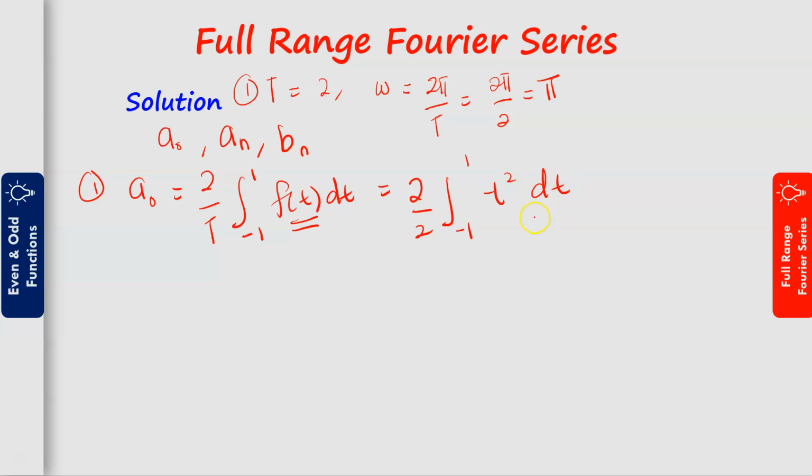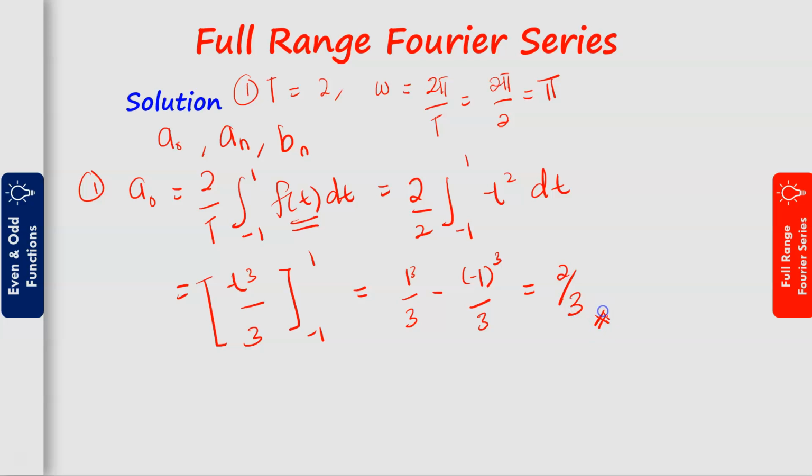Integrating with respect to t, we will have t to the power of 3 divided by 3, with the limits -1 to 1. When we solve this, substituting 1 and -1 in this function, we have 1 to the power of 3 over 3 minus (-1) to the power of 3 over 3. So we get, class, the answer equal to 2 over 3 for our a naught.